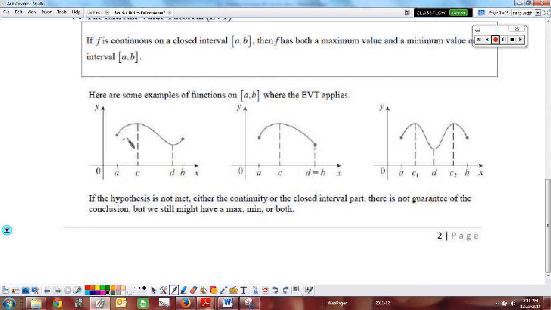So in this one, if I saw this picture, could I use EVT on this? Absolutely. It's continuous and it's a closed interval. It would work here. EVT would be a proper choice if you were trying to show that there existed a global max and or a global min on this interval. Okay? If the hypotheses are not met, then there's no guarantee that you have a global max or min. You could have a global max, you could have a global min, you could have both, you could have neither, you could have one or the other. There's just no guarantee. And what we're going to be using these for is to basically prove that there exists a global max or a global min on a function that we're looking at.